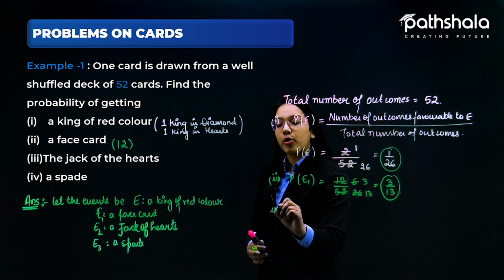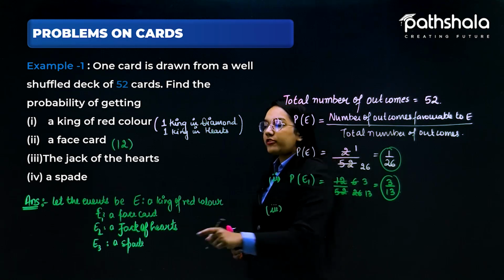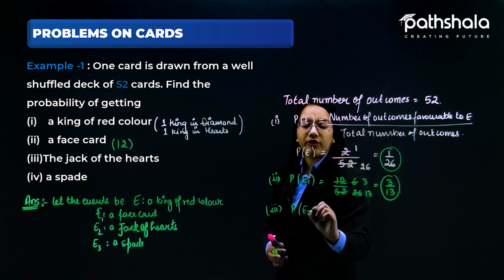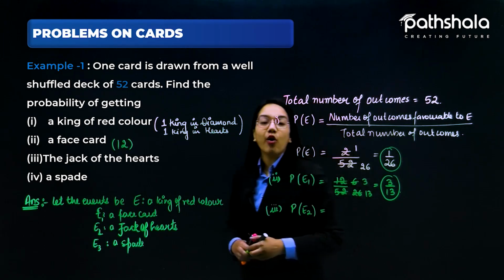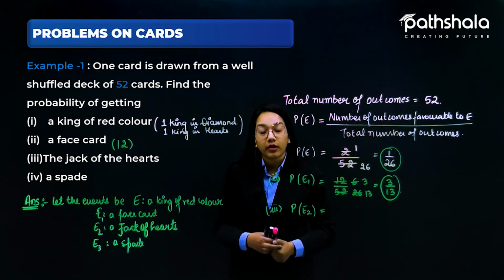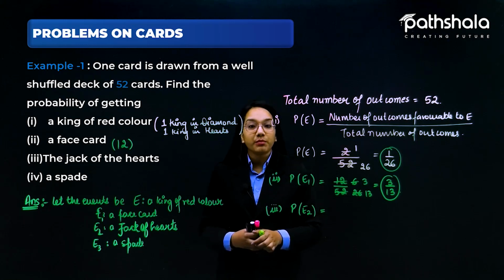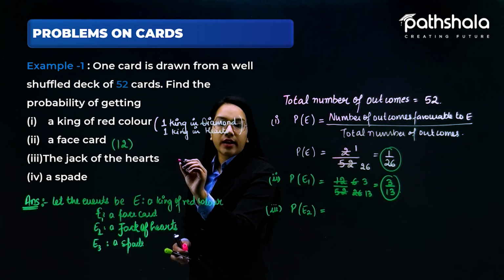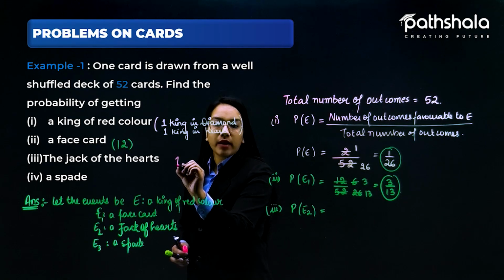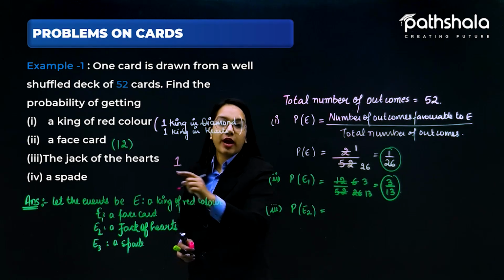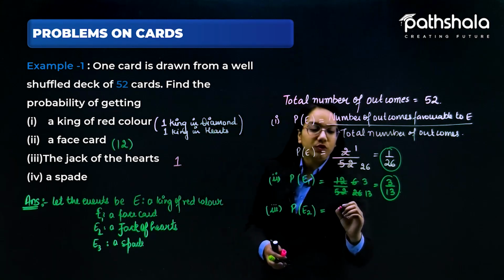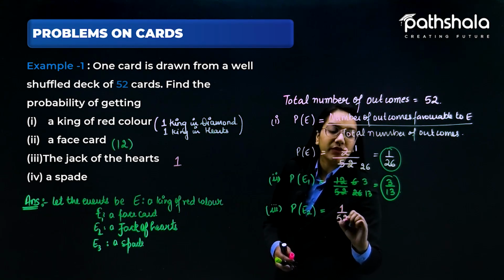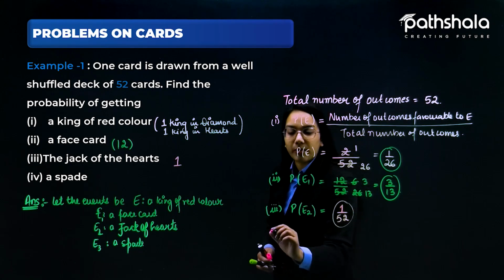Now let's talk about the third part. In the third part, we have a jack of hearts, and we have to find the probability of E2. We know that in hearts we have only one jack. It means that the number of outcomes favorable to E2 is only 1. So this is 1 divided by the total number of outcomes, 52. So the answer for the third part is 1 by 52.